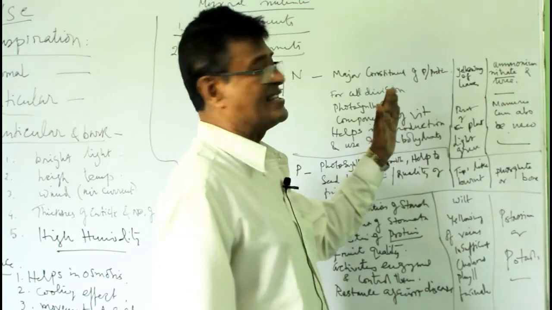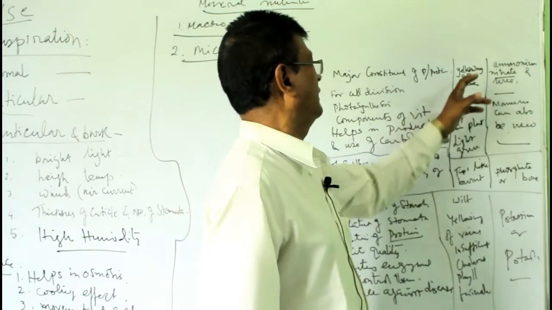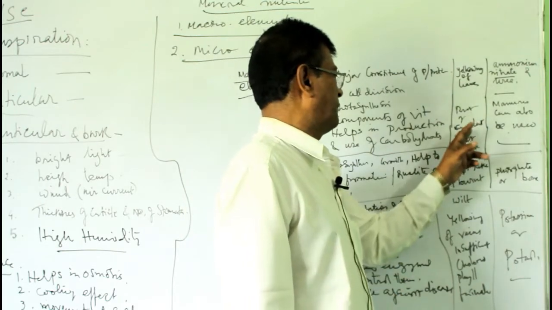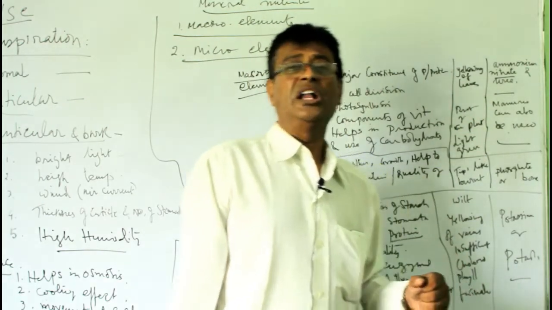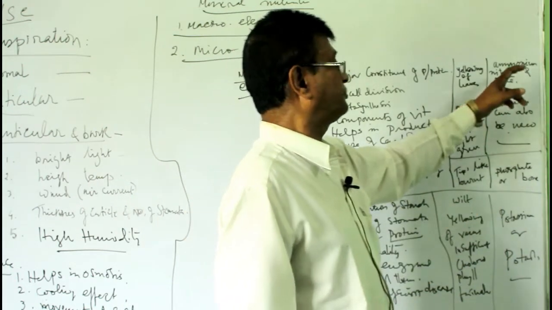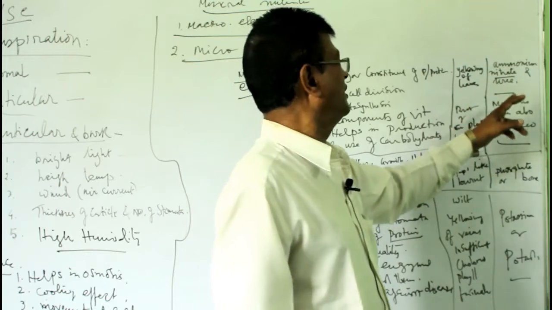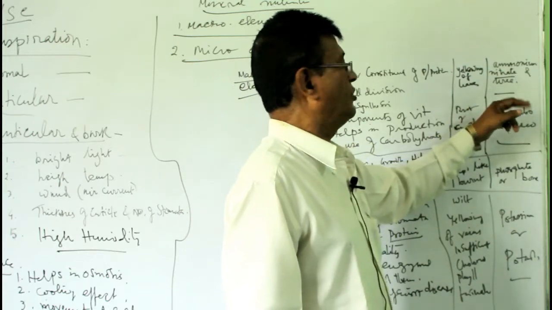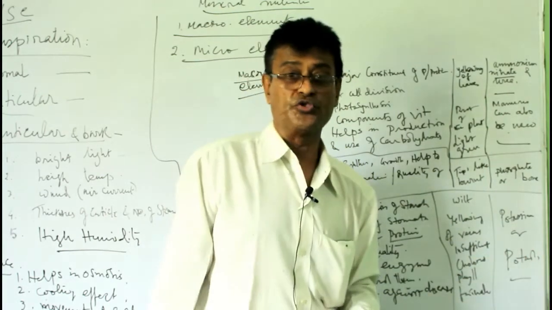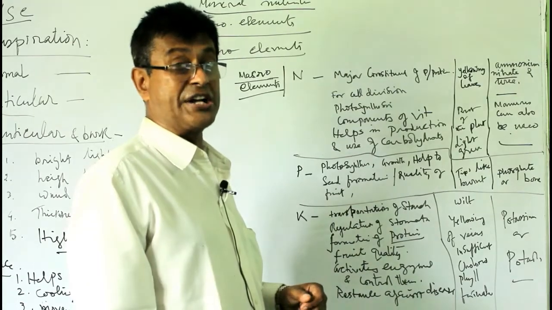And what if there is less nitrogen? The yellowing of the leaves will come, and the rest of the plant will become light green, not deep green, light green. What are the remedies? Ammonium nitrate or urea is to be put, or manures can also be used. That is what there is about nitrogen.